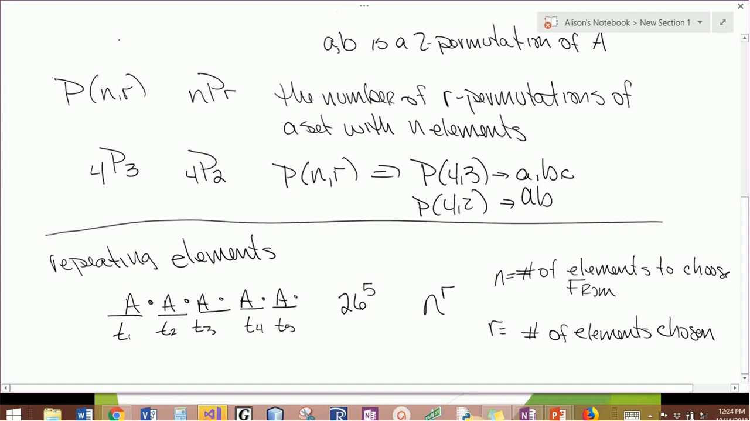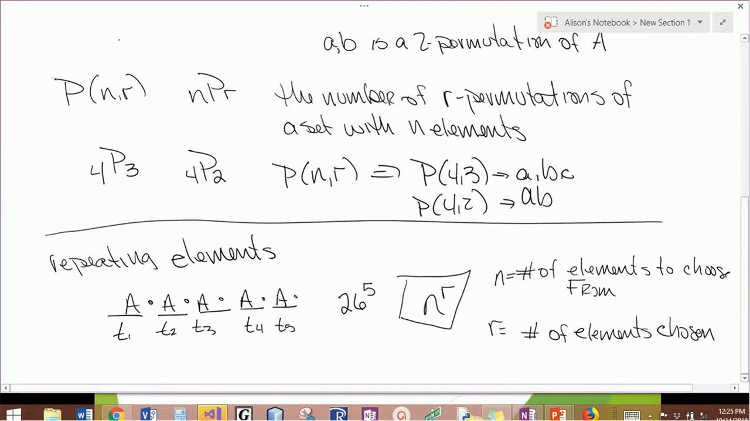So, n is the number of elements that I have to choose from, the number of elements in the original set, or the number of letters in the alphabet, or the number of characters in my password when a single character can contain uppercase letters, lowercase letters, numbers, and symbols. r is the number of elements that I'm actually going to choose. For this particular example, I'm choosing 5. There are 5 letters in my license plate number. So I'm just going to make sure that I highlight this formula right here: it is for permutations when I can have repeating elements.